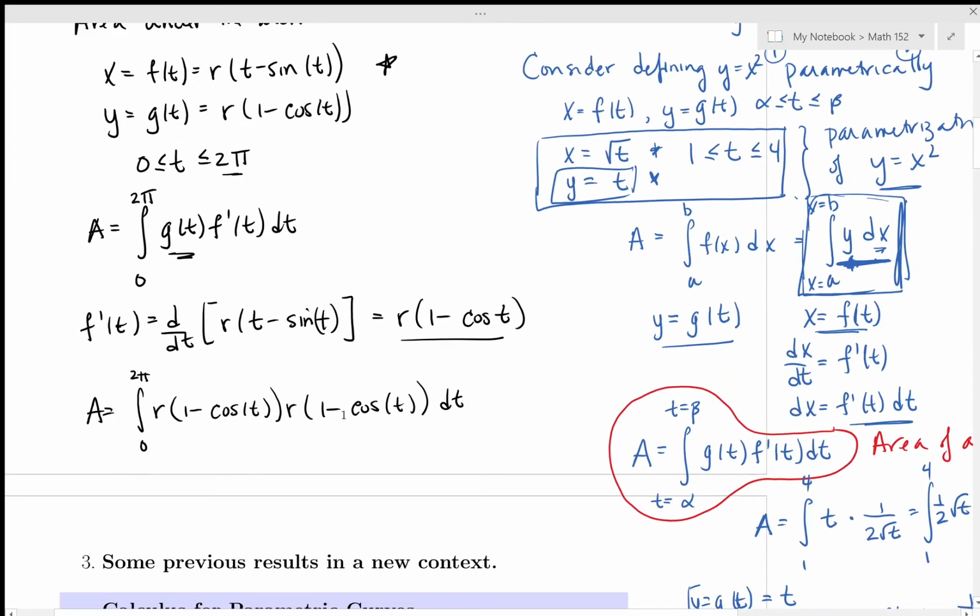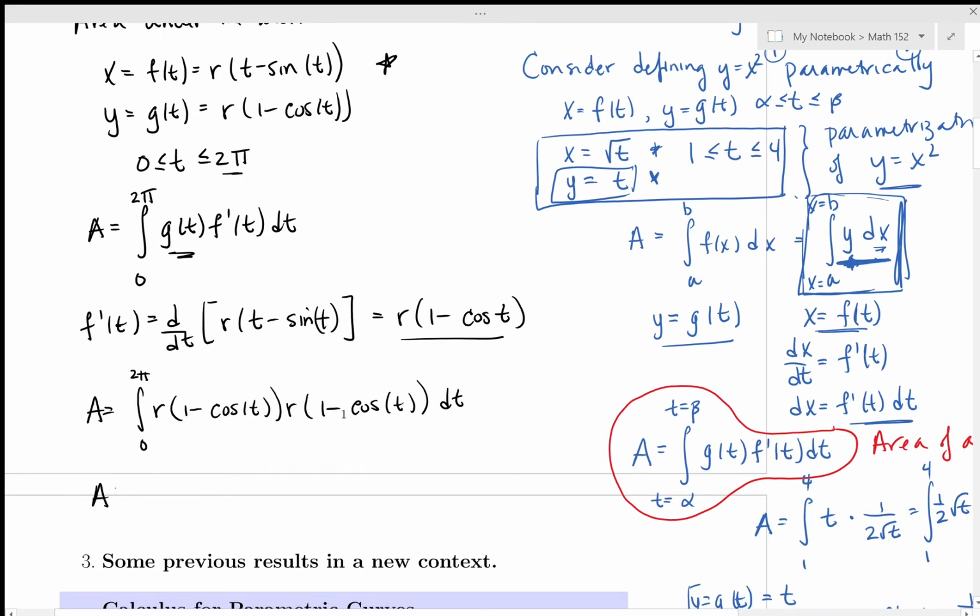And as you can see, that could easily be simplified. So the area under the cycloid is r squared times the integral from 0 to 2 pi of 1 minus cosine t squared dt. Okay, so I can calculate the area under that cycloid as soon as I evaluate this, and this is it. This is obviously a trig integral. You square that, expand it out, and then use the trig identity for cos squared.